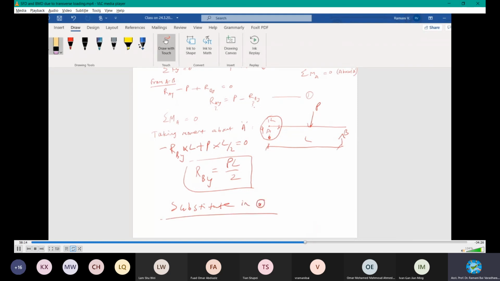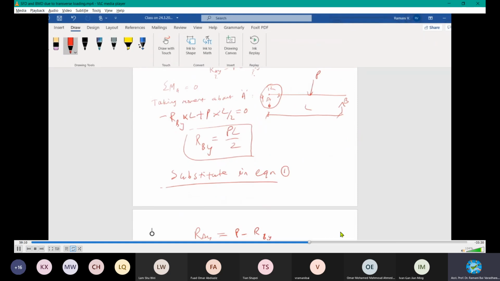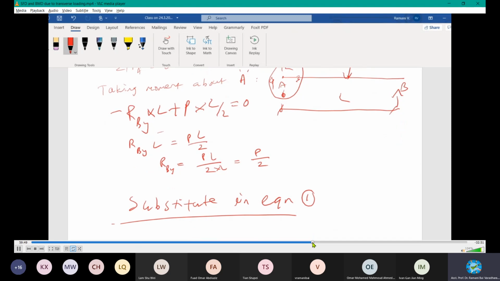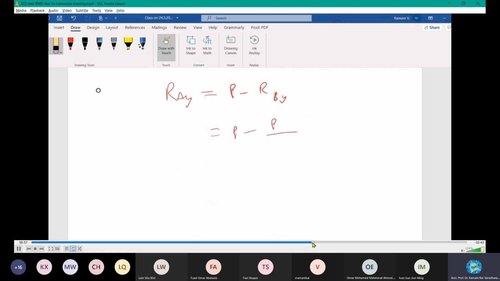Substitute in equation 1. This L will go down, and you end up with P by 2. This is your answer, so RBY is equal to P by 2. Let's substitute in this equation, and you end up with positive P by 2. So your RAY is equal to P by 2. Very simple. Both reactions found already. Alright, we got the reactions.